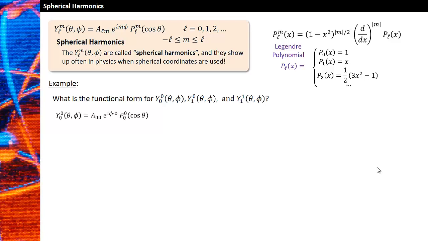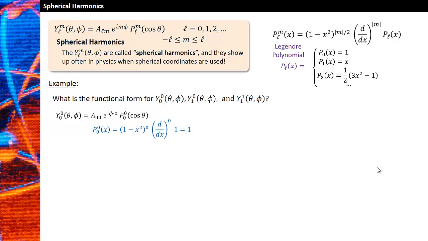So Y00, I can just write generally from the general expression as A00, e to the i 0 times phi, and so that's just going to give me a factor of 1. And then P00 of cosine theta. So I need to figure out what P00 is as a function. Let me just calculate what P00 of x is. Just forget about the cosine theta for now. So P00 of x is (1 minus x squared) to the 0th power. Okay, so that's just giving me 1. d by dx to the 0th power. So again, that's just going to give me 1, no derivatives. And then times P0. Well, P0 is just 1. And so P00 is also just 1.